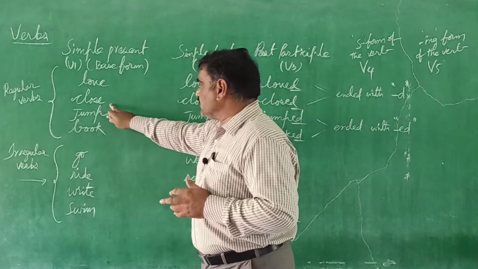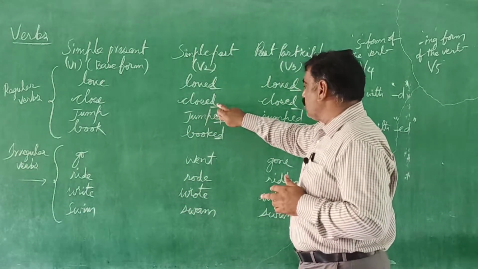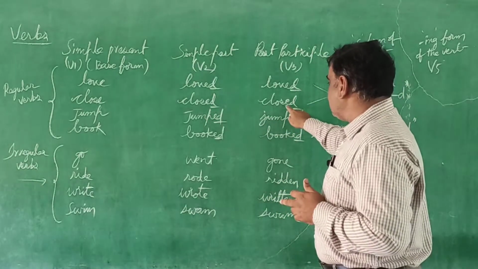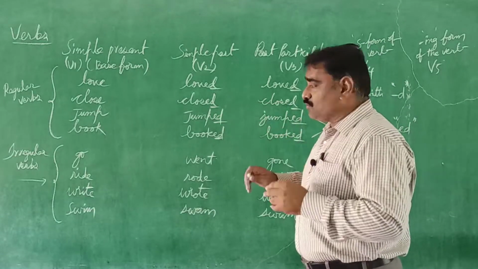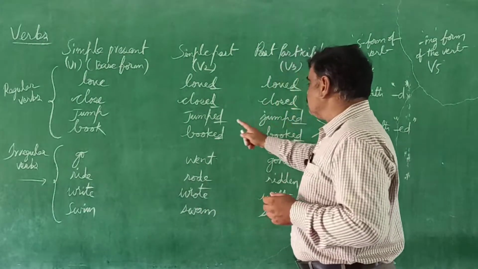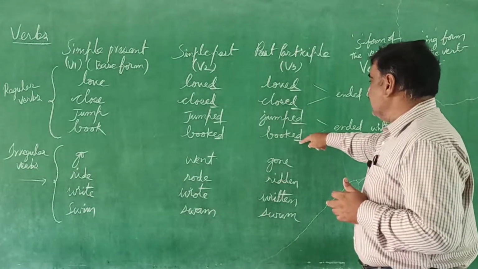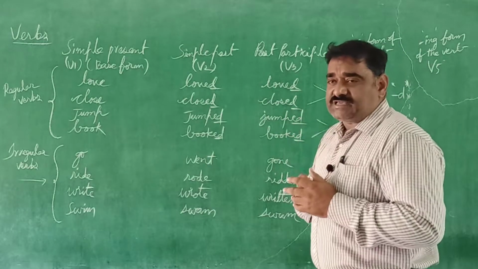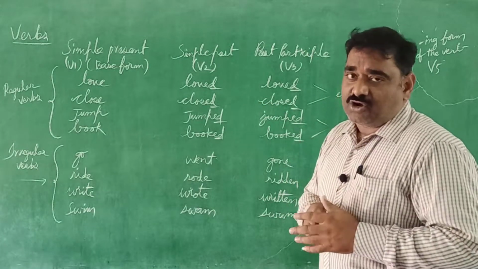Then close, CLOSE. The second form is closed, and the third form also is closed. Here we are not adding ED. You find ED, but we added only D. Whereas jump, jumped, jumped. Here what we added? We added ED. So D or ED in the V2 and V3 forms. Verbs that end with D or ED are considered regular verbs.